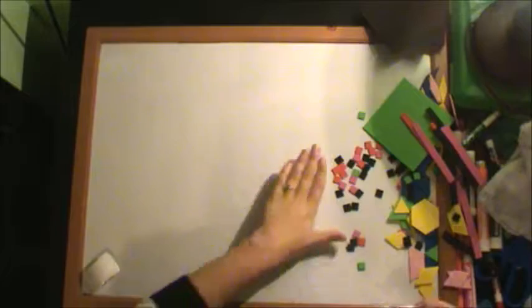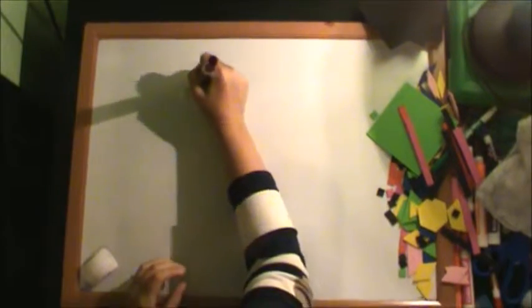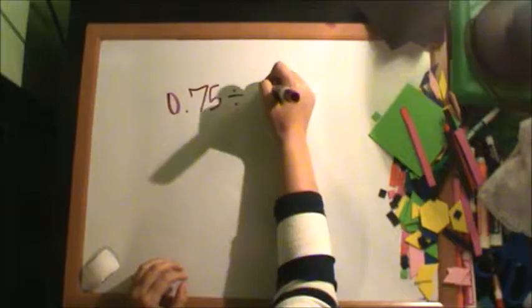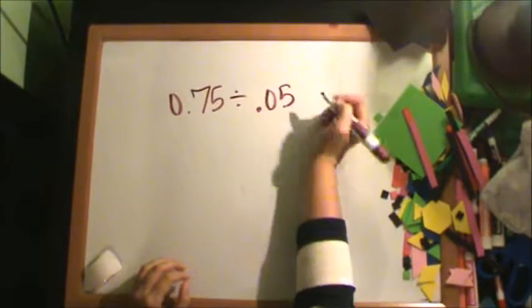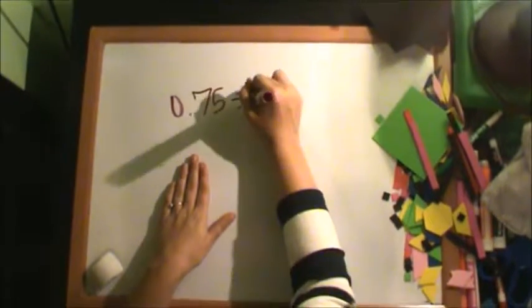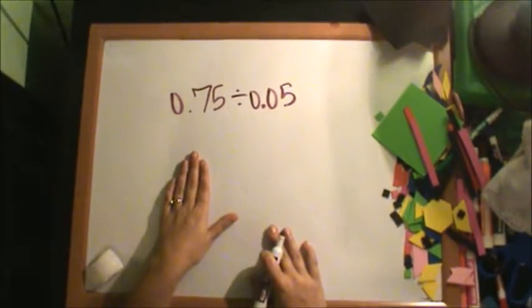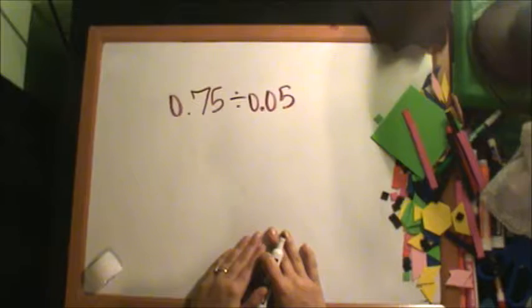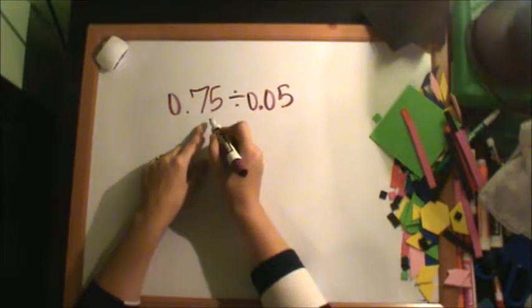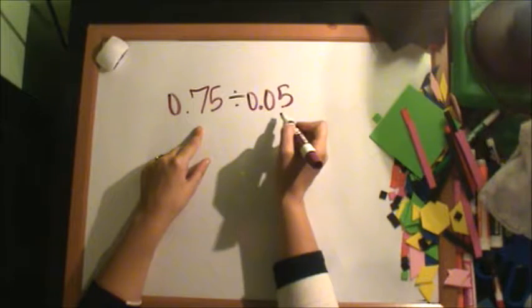Alright, this is division of decimals with invented strategies. So when I'm given a decimal, I usually like to relate it to money if I can. So when given this problem, I should really be consistent with my zeros. Okay, so when given this problem, you might freak out a little bit at first, but if you look at it, this is 75 cents divided by 5 cents.